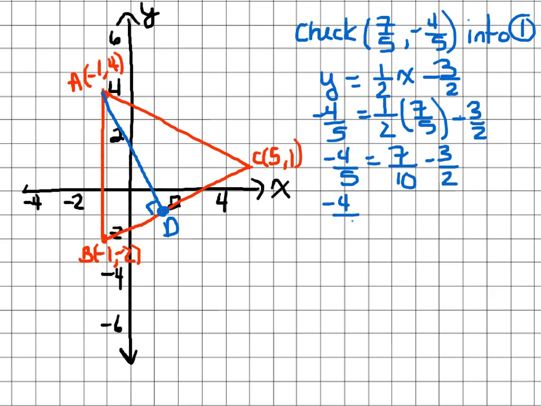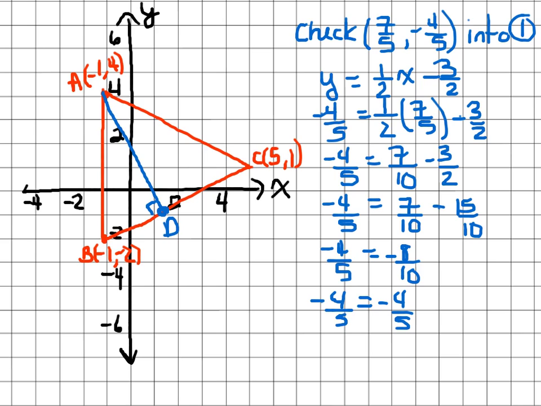So I have -4 over 5 equals, I need to have common denominators. So I have 7 over 10 minus, I have to multiply everything by 5, so this is -15 over 10. And so -4 over 5 equals 7 minus 15 is -8 over 10. And when I simplify that, -4 over 5 equals -4 over 5. So my left-hand side equals my right-hand side.